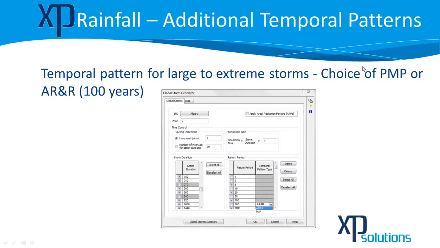So previously there wasn't a choice in the interface, and now we've given you the option to select whether you use the AR&R 100-year temporal pattern or whether you use the PMP temporal pattern for those large to extreme events. So I'll show you how you can add that in.